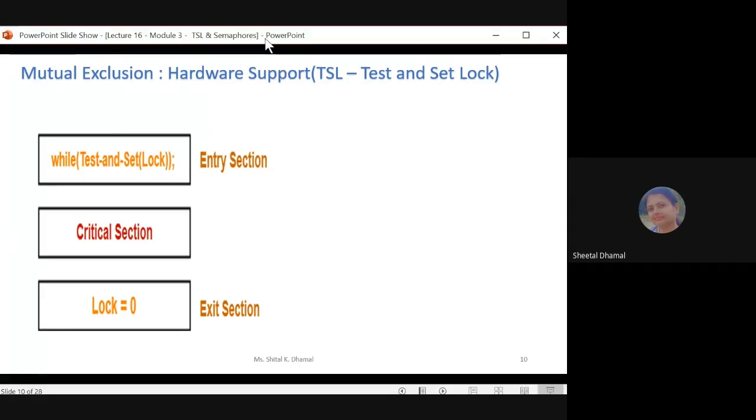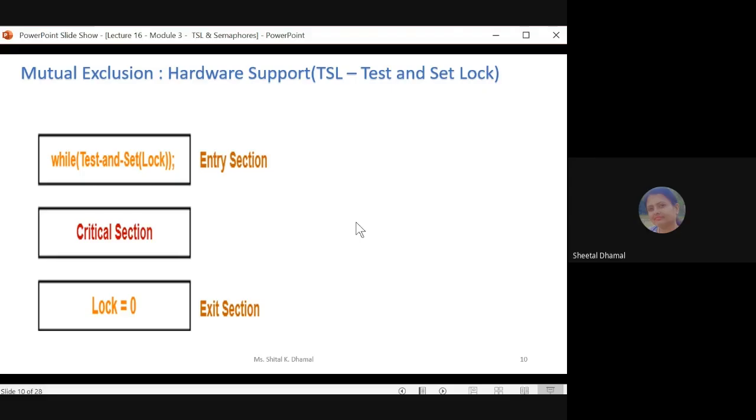And this program is written in assembly level language. So by using assembly level language, we can directly interact with the hardware, or directly interact with the machine parts of the system. So here a while condition is there, and this condition is set for this test and set lock. So lock is the flag which is set by this algorithm.